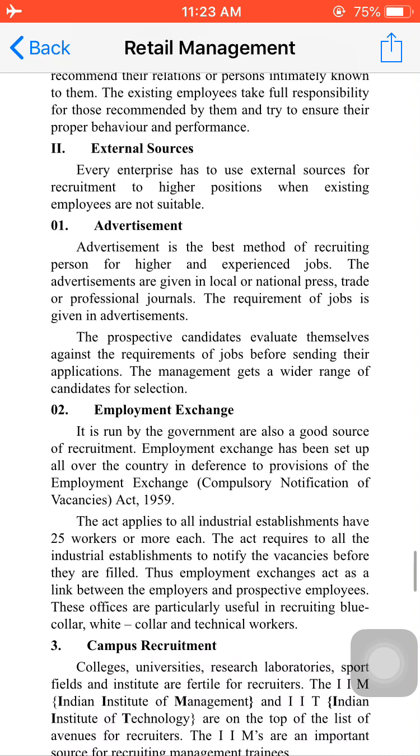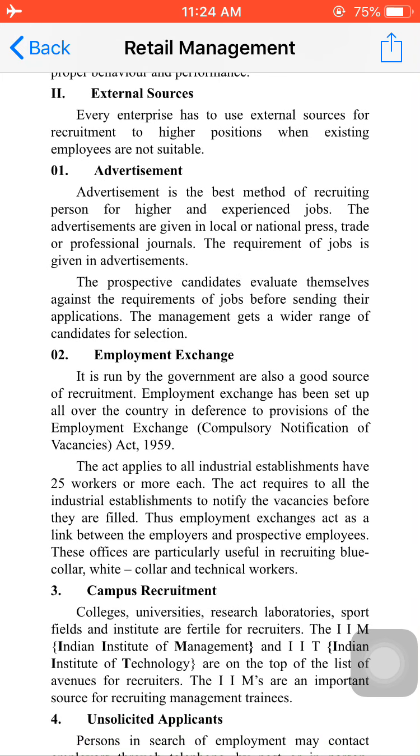So the next heading is of external sources. External sources is nothing but apart from the industry, apart from the organization, whatever recruitment will be carried on, that is called as external recruitment. So the first one under here is of advertisement. As I said you all, it might be of any kind of advertisements. It might be TV, it might be emails, or whatever it might be.